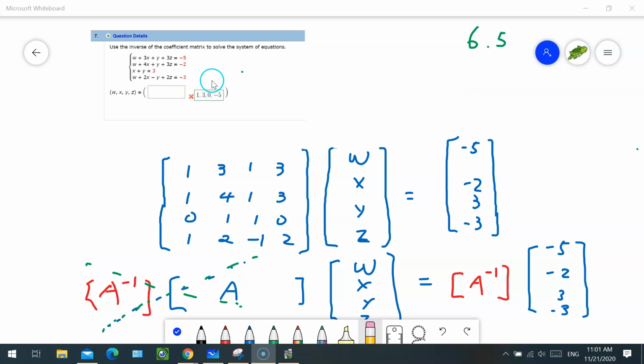Number 7 on 6.5. This question gives us 4 unknown variables. So with the 4 unknowns, you need at least 4 equations to solve it. If you do this one by hand, that is very complicated. It will take a long time to solve it. So the easier way to approach this question is to use matrices to solve it.